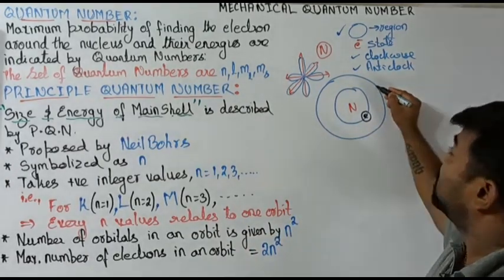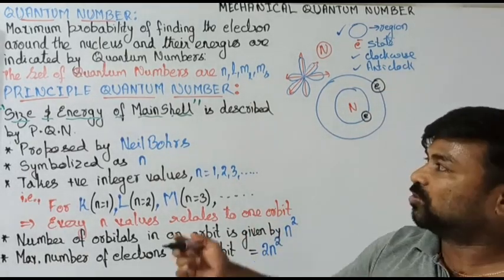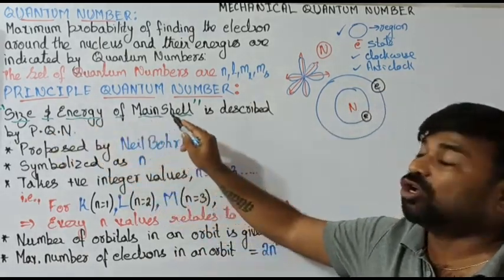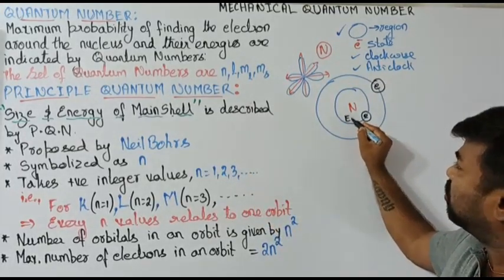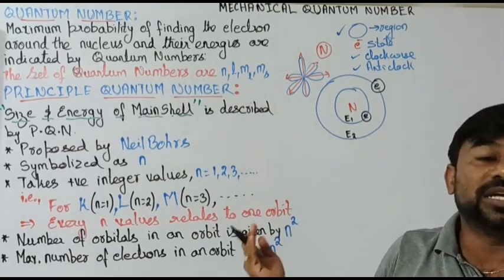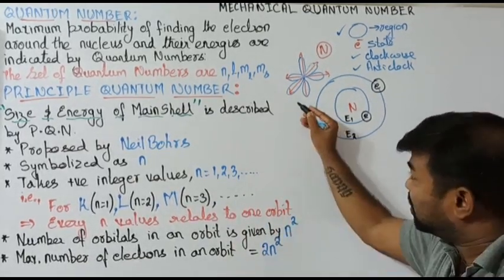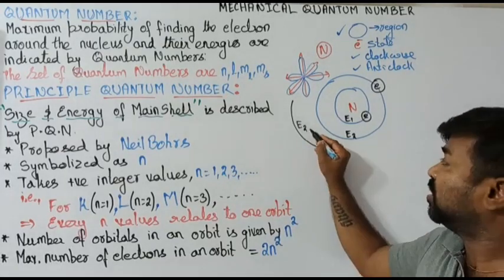In the same way, if the electron is somewhere here, what about the energy? That is what he said: size and energy of the main shell. Here the energy is E1. Here I am taking the energy as E2. In the same way, the next orbit will have something like energy E3.